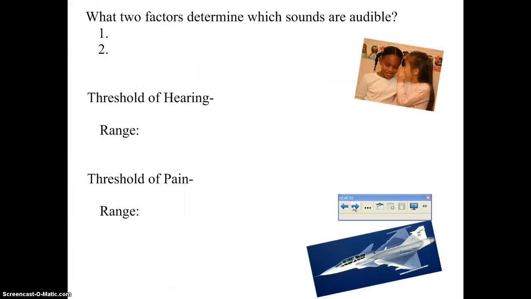Okay, next thing that we have is 2 factors that determine which sounds are audible. That would be intensity and frequency. I'm going to stop right there. Practice A is your homework.